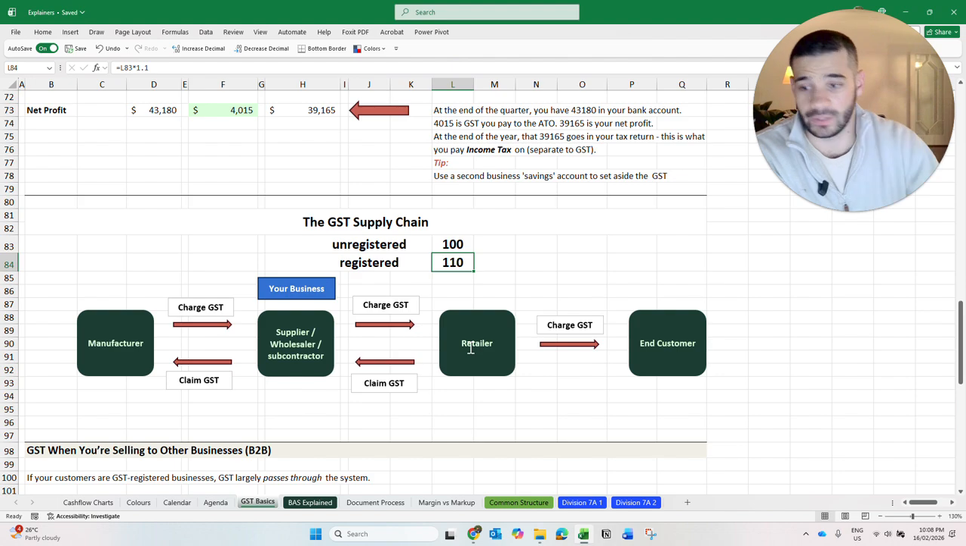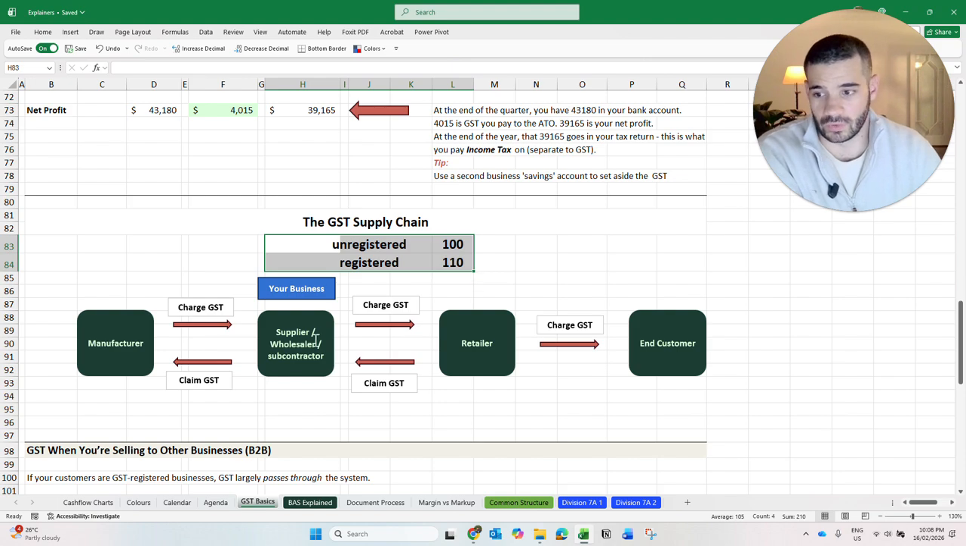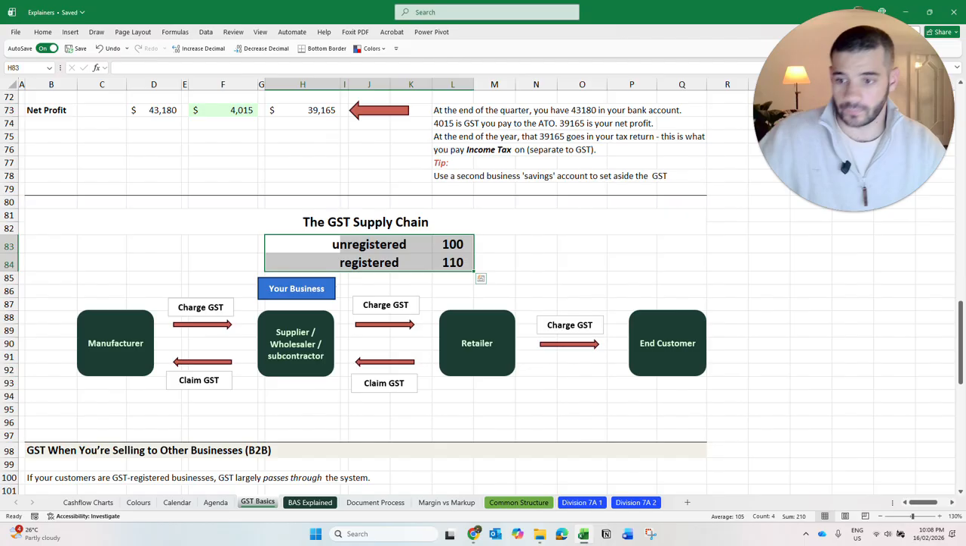The retailer has to pay you $100, but when they do their BAS, they now get to claim $10 as a refund, which they didn't before because you were unregistered. And so the true cost to them is still $100. Okay, so there's no change, and we don't really need to worry about thinking about pricing too much when you're in this position, and I would call this a B2B position, so a business to business position. If your customers are other businesses, this is your situation. We don't have to worry too much because the true cost will never change. Okay?